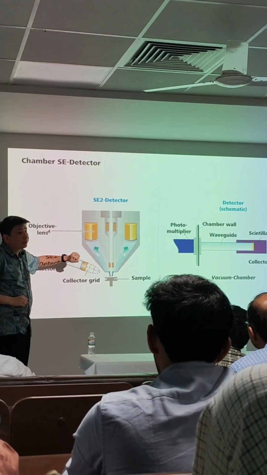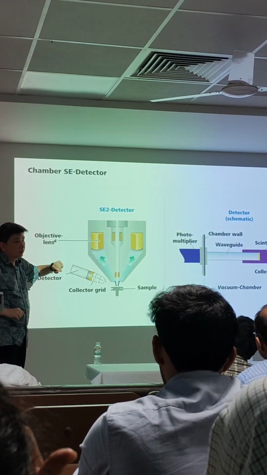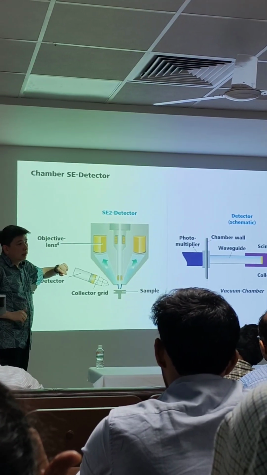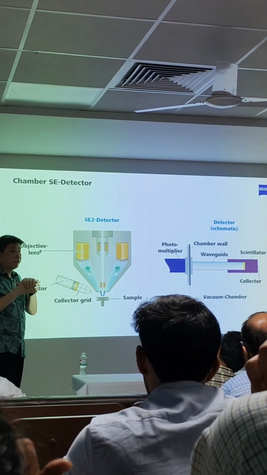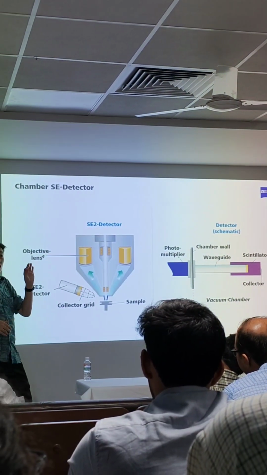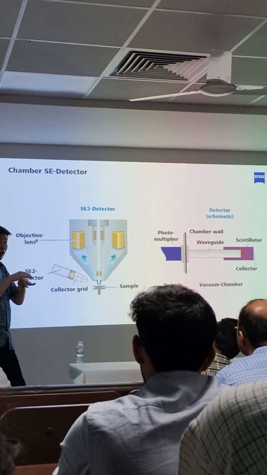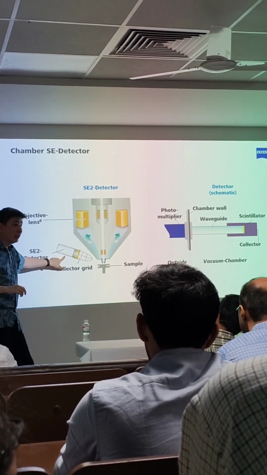So if I image with the in-lens detector and this SE2 detector, what will I see? I'll see the difference in the image. This SE2 will give you the low energy, surface information. So if you want topographical information, or you have a charging sample, this is your best detector.